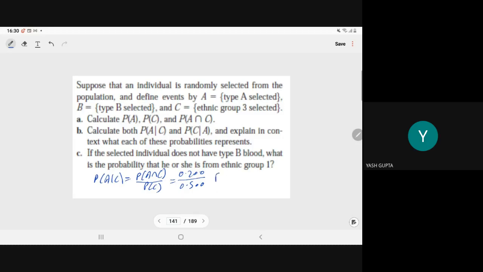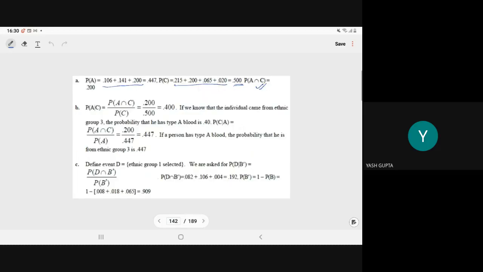If you have to compute probability of C given A, it means probability of C intersection A divided by P of A. Either you write P of C intersection A or P of A intersection C, both are the same. So the required probability will come as 0.200 divided by 0.447. Some mistake in calculation.